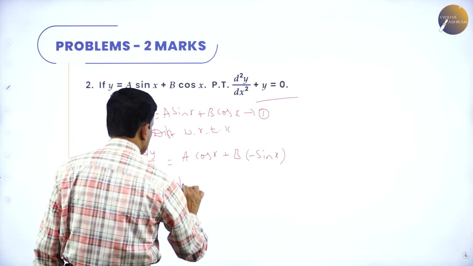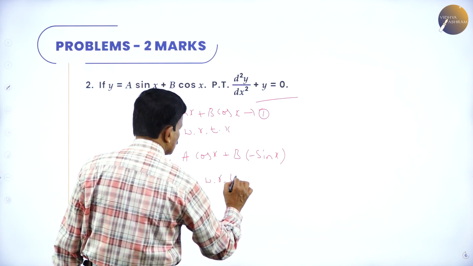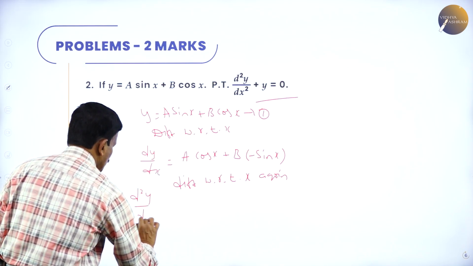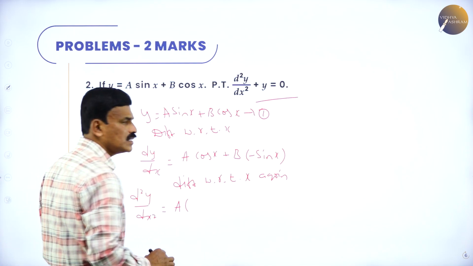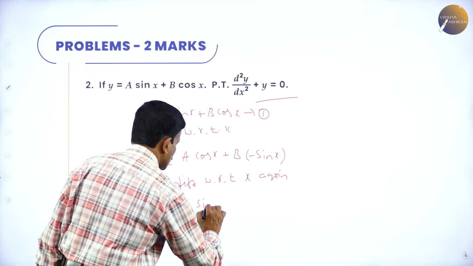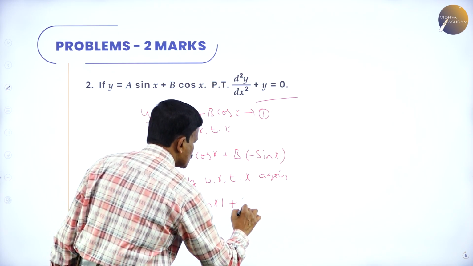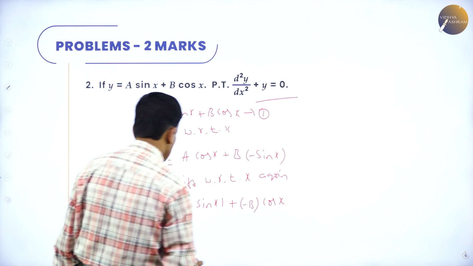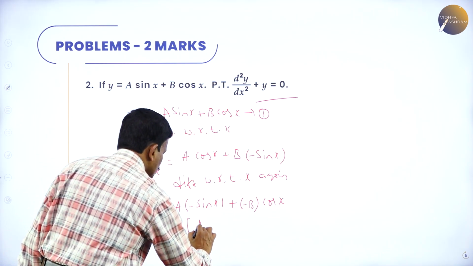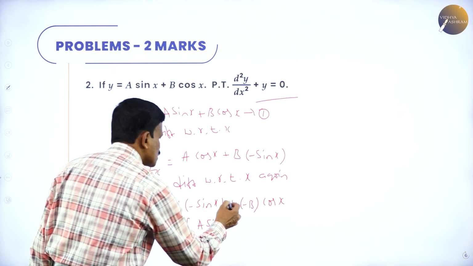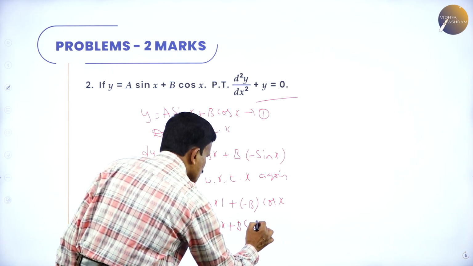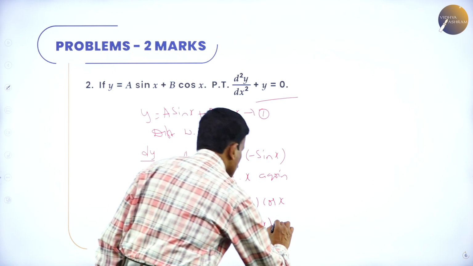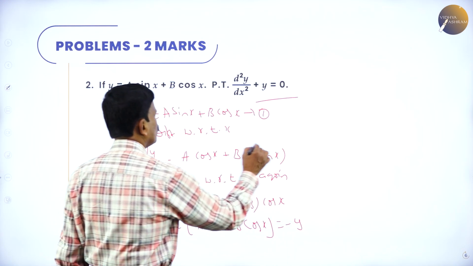Now differentiate again. Differentiating with respect to x again, on the left hand side what we will get? d square y by dx square is equal to a constant, derivative of cos x is minus sin x, plus into minus it is minus b into derivative of sin x is cos x. So you can take minus out. If you take minus out, a into sin x, this minus is gone, what is remaining is plus b cos x. Now minus into a, minus a sin x plus b cos x. Now this can be written as minus of y from equation number 1.